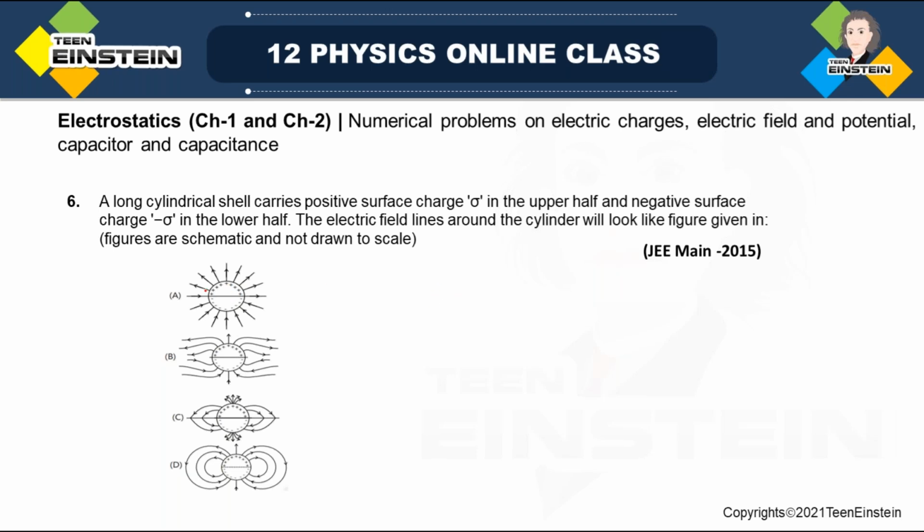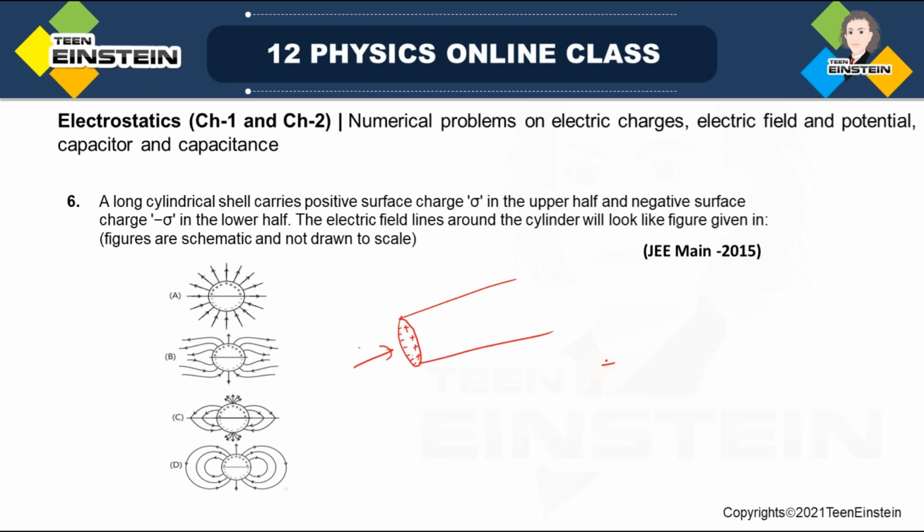So the first one, let us discuss. Suppose this is a cylindrical shell. You are seeing the cross sectional view of the cylindrical shell. You have something like this, but you are looking from this side, so you just see this portion alone. So this is the upper half, suppose this is positive and negative is this half. You have to tell me which pattern of the electric field lines will be correct.